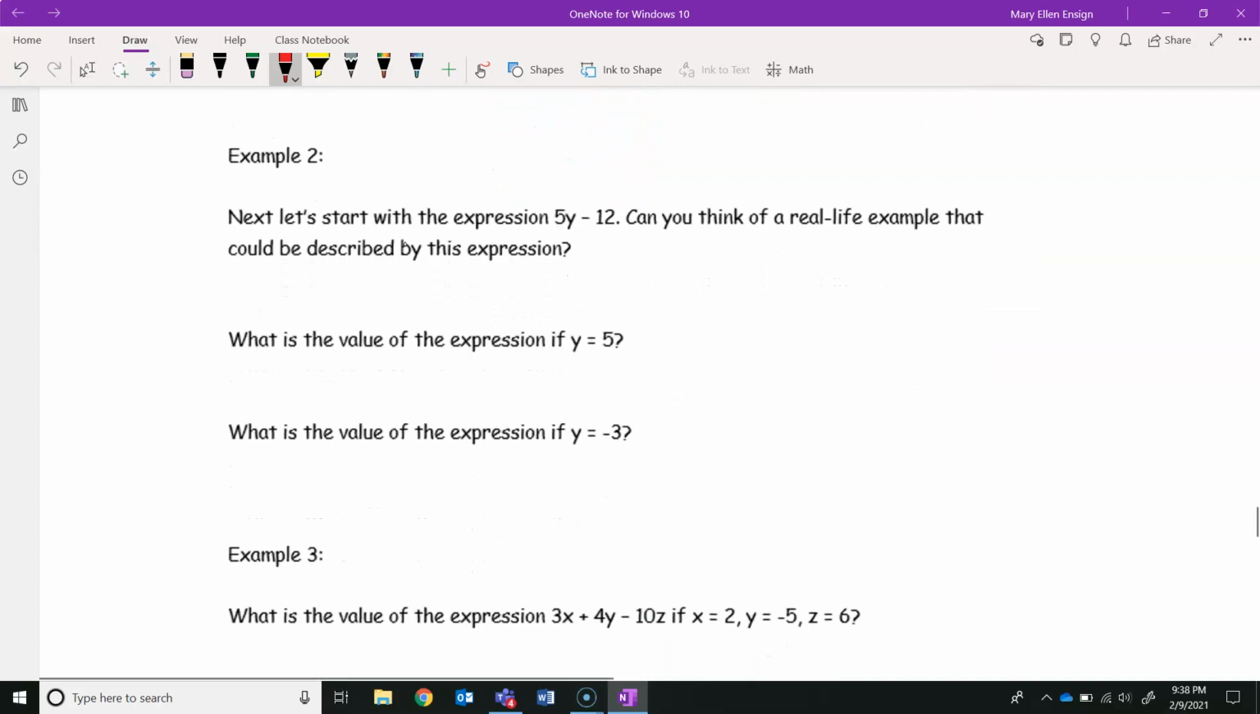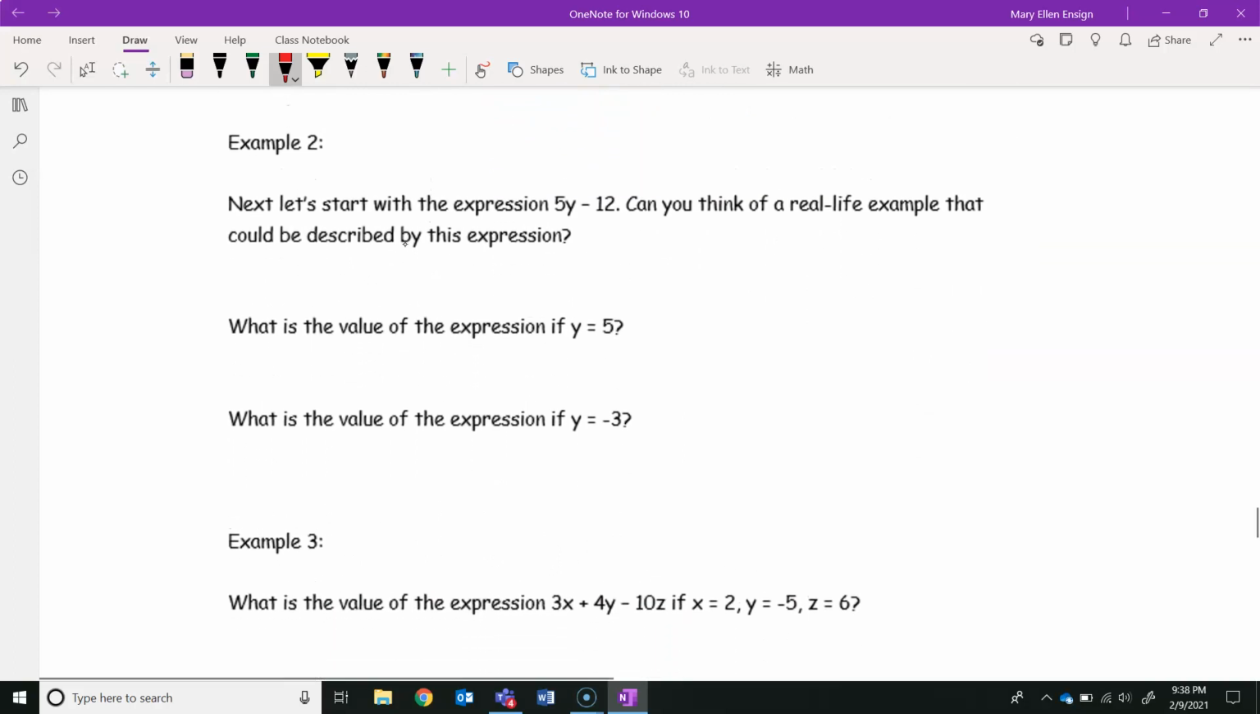Okay, so let's start with the expression 5y minus 12. Can you think of a real-life example that could be described by this expression? So take a minute and think about that. You know, something's being multiplied and then something's being subtracted now.